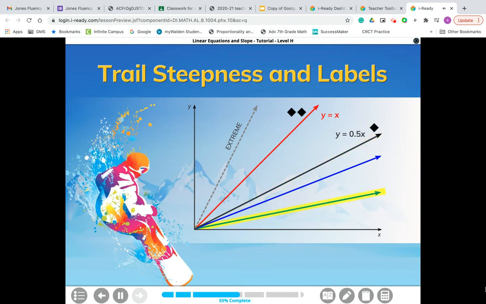Maybe you'll feel best on these green trails. Good plan. That line is the least steep. So the equation has to be y equals 2/10 x. And the blue line has a slope between 5/10 and 2/10. The equation y equals 4/10 x is a good estimate for the blue line. And we know the slope of the extreme line is greater than 1, so the equation for that line must be y equals 2x. Yep, the dotted line has the greatest slope.